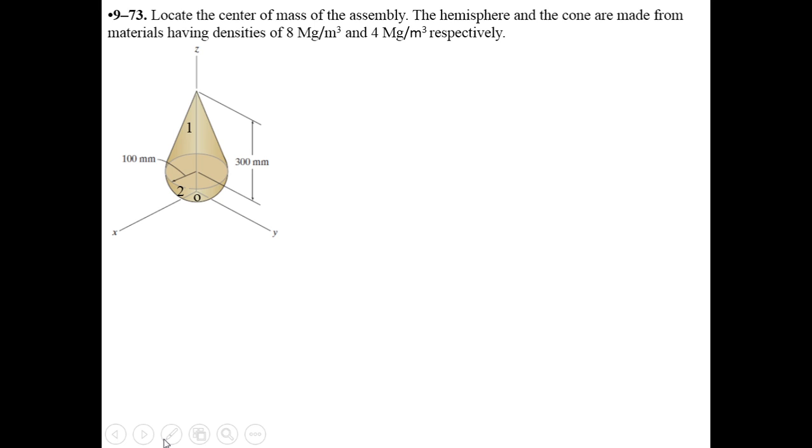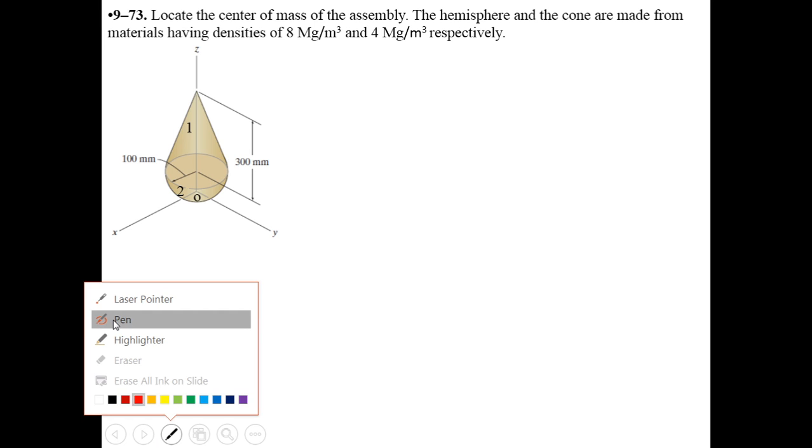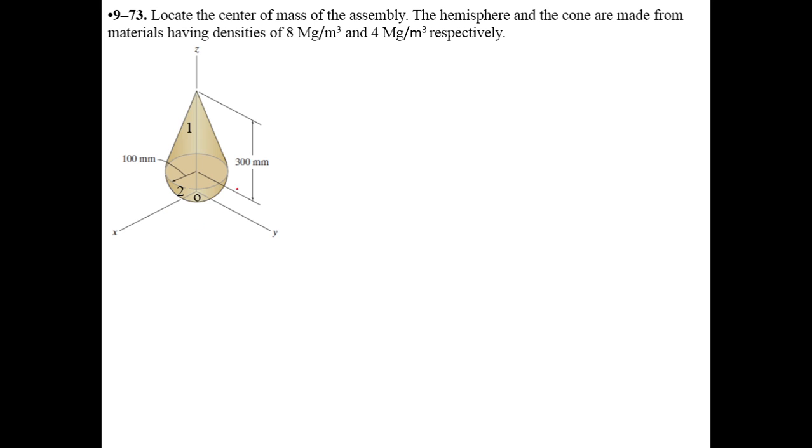So here you are looking at a three-dimensional object that is composed of two simple volumes. Number one is cone and number two is hemisphere. So these two are connected together to form a composite volume, and densities of these volumes are defined. The hemisphere and the cone are made from materials having densities of 8 megagram per meter cube and 4 megagram per meter cube respectively.